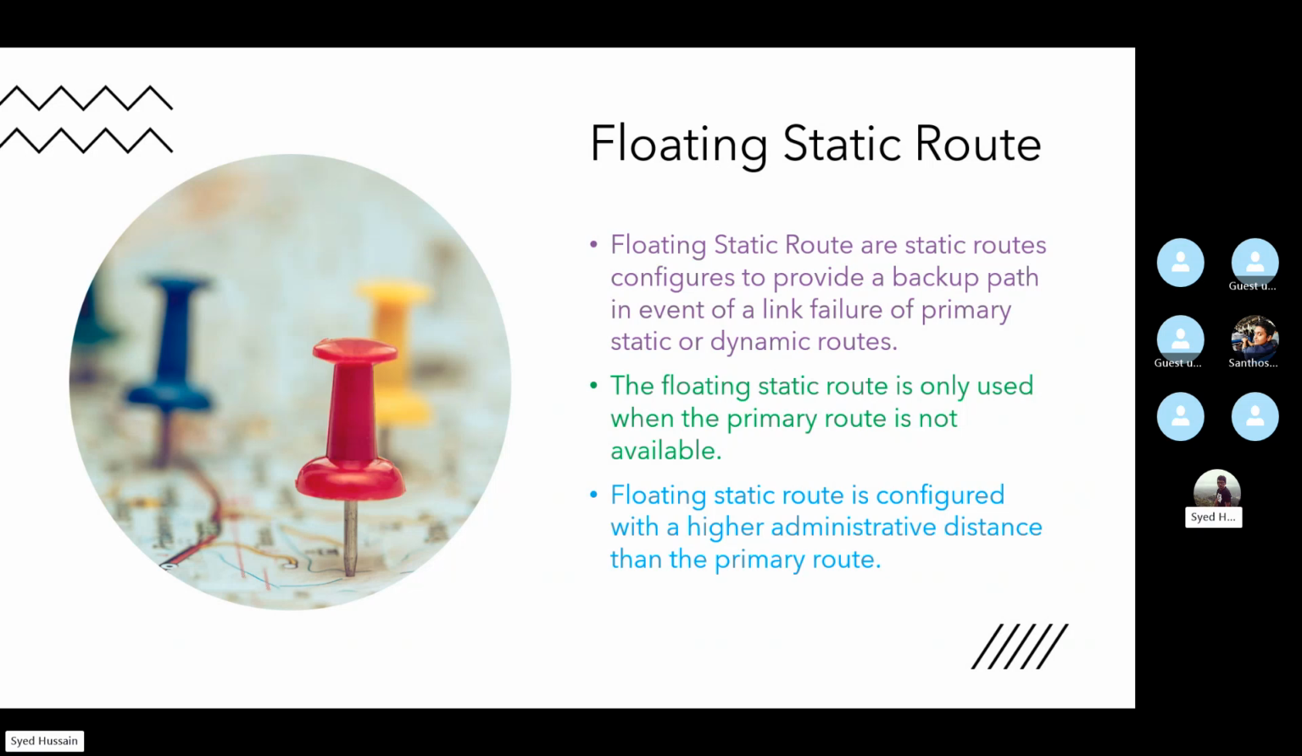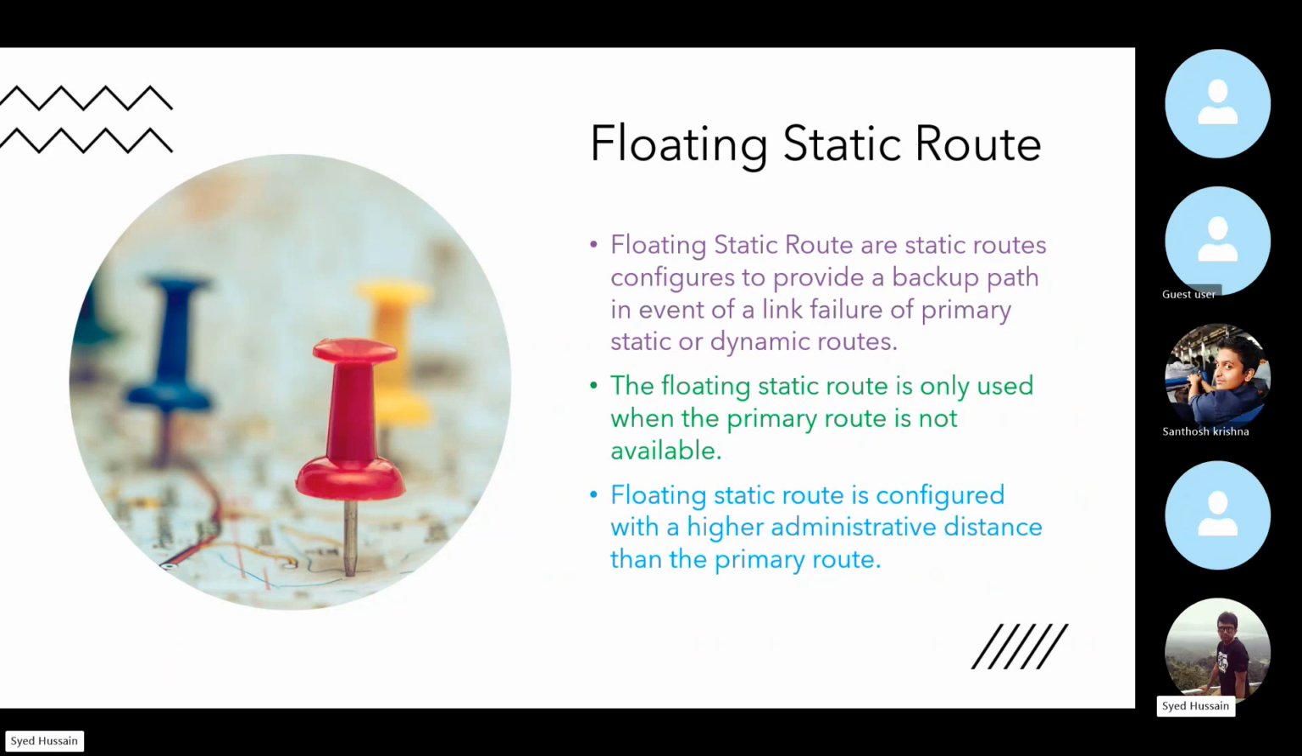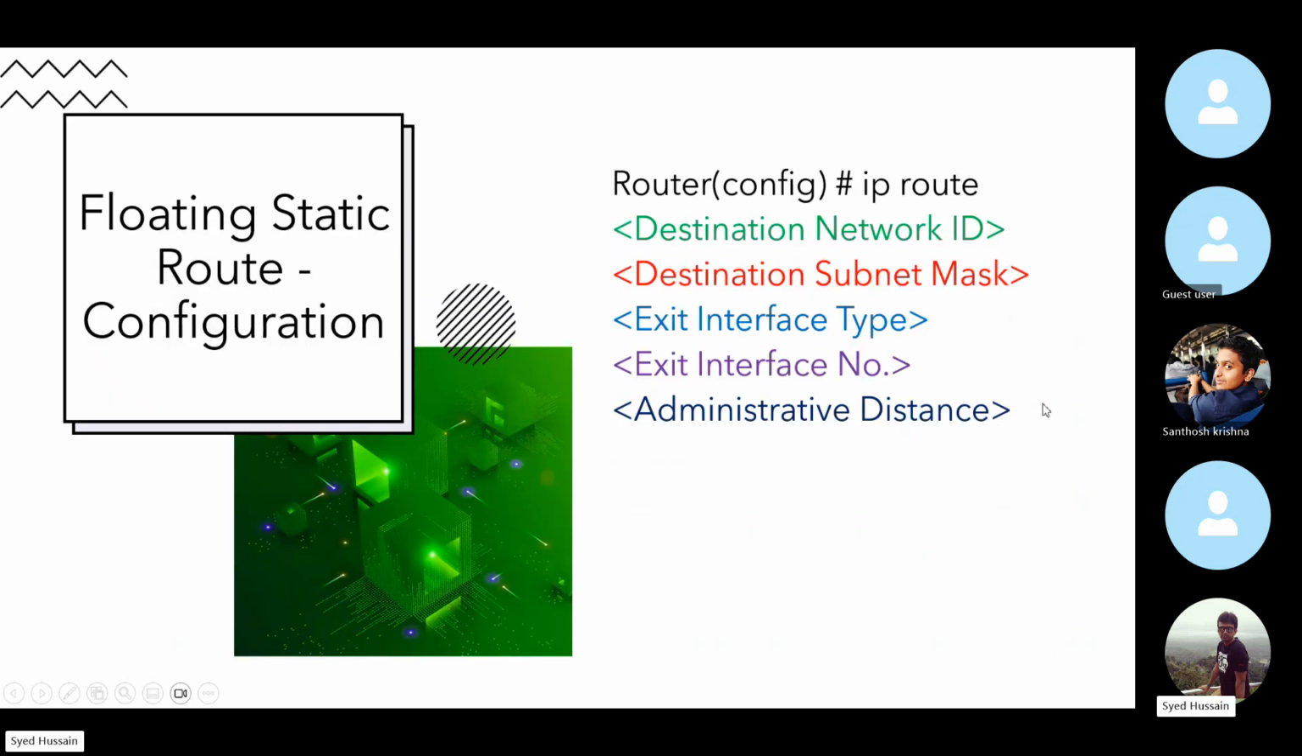The floating static route is configured with a higher administrative value than the primary route. Because the administrative value is higher, if the primary goes down, it will move to the secondary path.